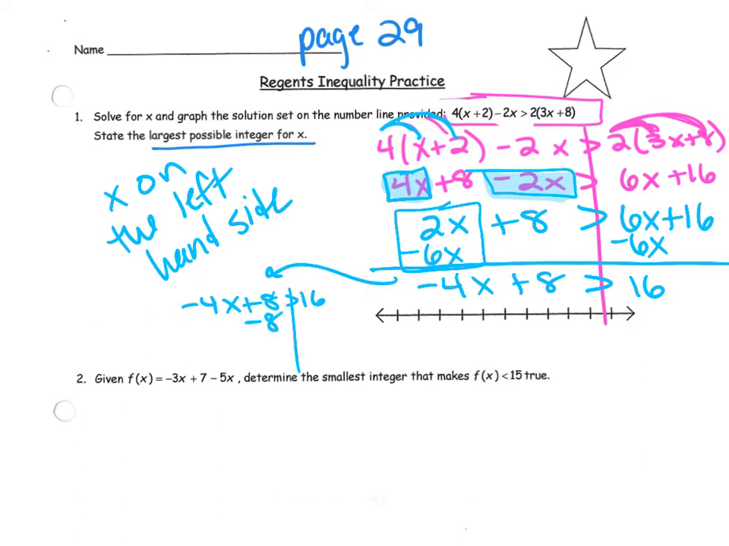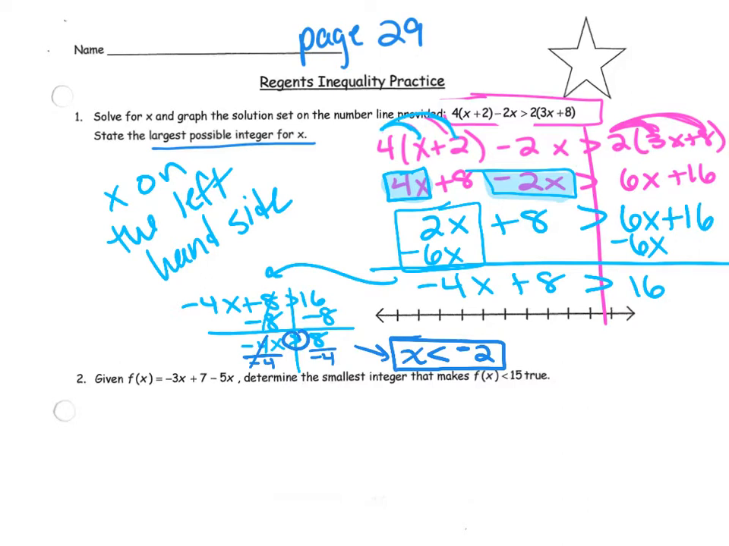We're going to subtract the 8 on both sides. Now I have negative 4x is greater than 8. Guys, remember, when you divide by a negative, you have to flip that inequality symbol. So we'll end up getting x is less than -2. That's the solution to our inequality. So we just found x is less than -2.